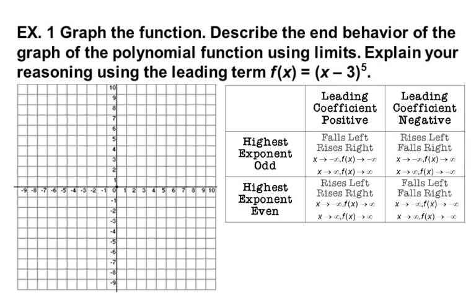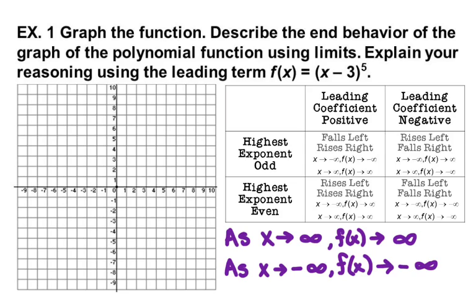So since the highest exponent is odd and the leading coefficient is positive, that tells me that it falls left and rises right. But we're going to use the limit terminology, and you can flip-flop this either way, it doesn't matter which one you write first: as x approaches positive infinity, so as we're going to the right, f of x approaches positive infinity, then the function is going up. Then the second half says as x approaches negative infinity, which is as we're going to the left, f of x approaches negative infinity. It's going down. Okay, so that is the end behavior in terms of limits.